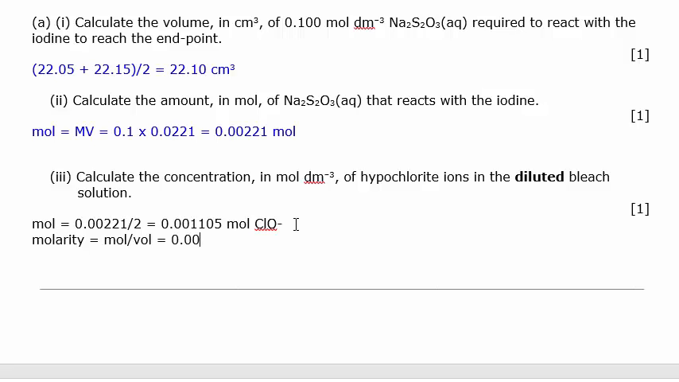So it's 0.001105, and this is in 25 centimeter cubed, divided by 0.025. Maybe a calculator's handy here. 0.001105 divided by 0.025 gives us 0.0442 moles per litre. The concentration in moles per litre of hypochlorite ions in the diluted bleach solution.